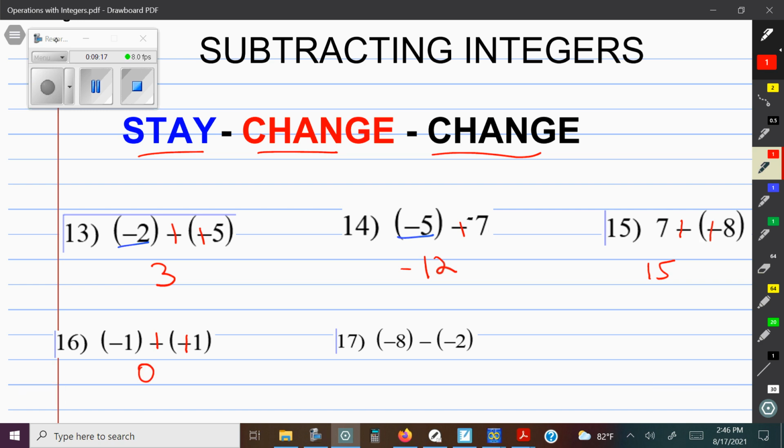Okay, stay, change, change. Different signs, find the difference. 8 minus 2 is going to be 6. Since the 8 is bigger, we're going to make it negative. And that's it. That is adding and subtracting integers.